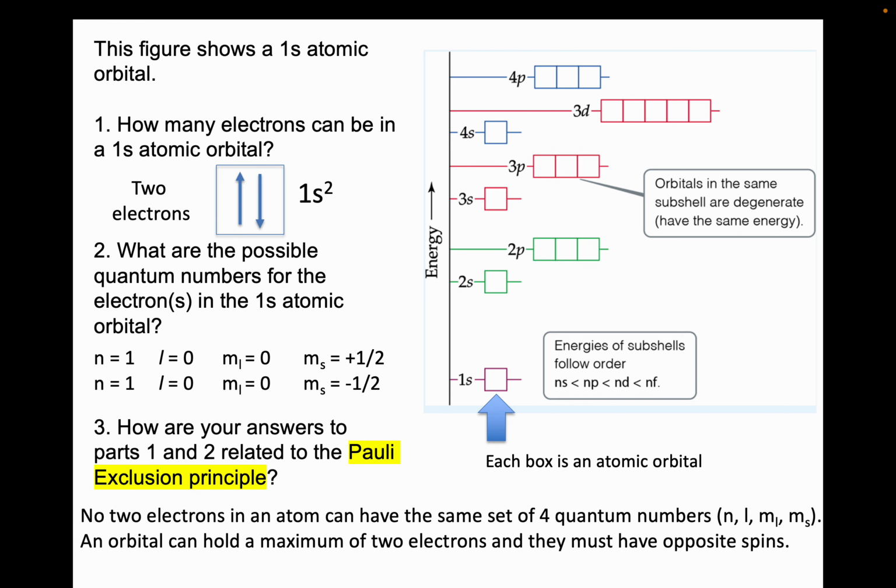How are these related to the Pauli exclusion principle? The Pauli exclusion principle says no 2 electrons in an atom can have the same set of 4 quantum numbers. This leads us to that an orbital can hold a maximum of 2 electrons and they must have opposite spins. If these electrons are going into a 1s atomic orbital, they have the same n, L, and m sub L values, so therefore their spins must be different. So this is saying each of the boxes that we have, each of the atomic orbitals, can hold a maximum of 2 electrons, with one being spin up and one being spin down.